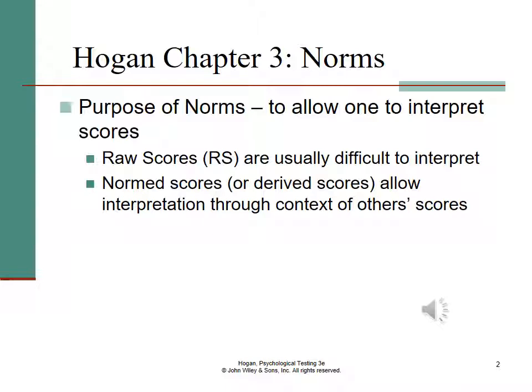In Chapter 3, Hogan talks about norms and gives a brief review of statistical information that hopefully will be familiar to you from undergrad. When we are evaluating psychological tests, we have to think about the norms. In general, it's difficult to interpret raw scores. If I tell you I made a 40 on my English test, you don't know if that's good or bad. Perhaps the highest grade was 40 and I did great. Or perhaps the highest grade was 100 and I did terrible. Norm scores allow us to compare scores because they include the average in the score.